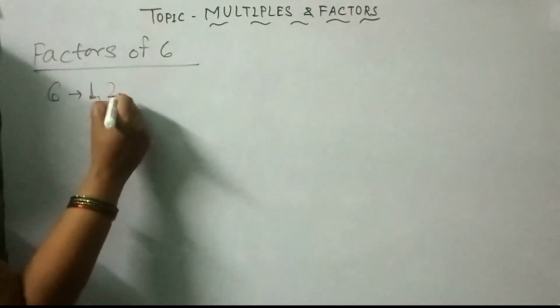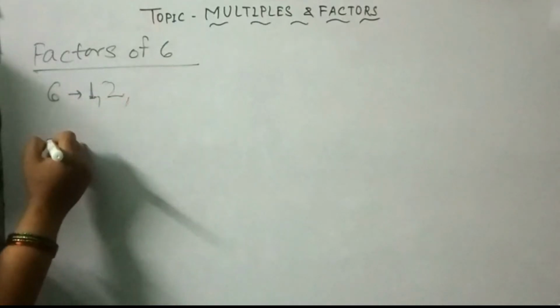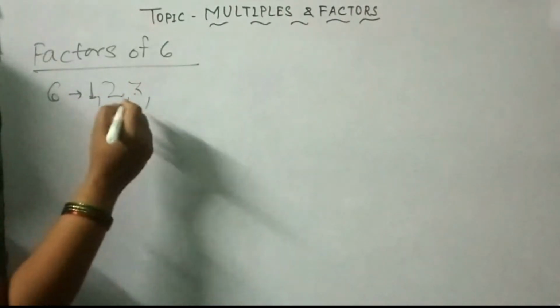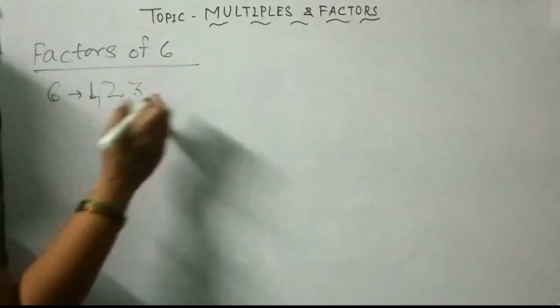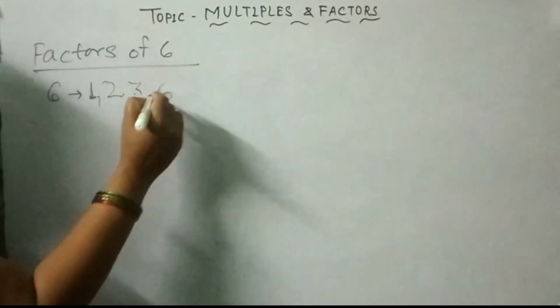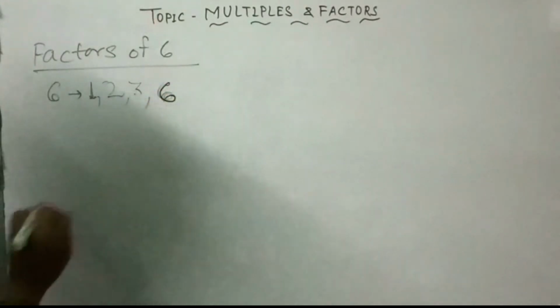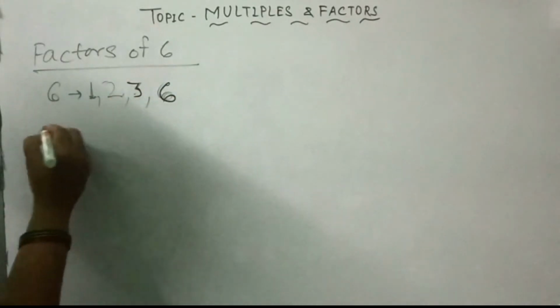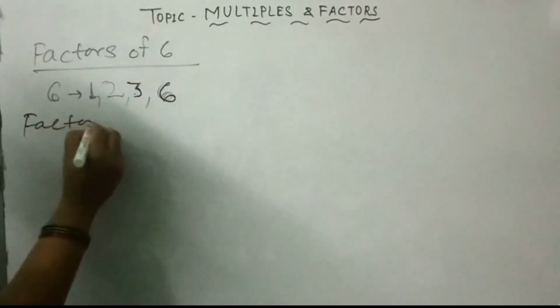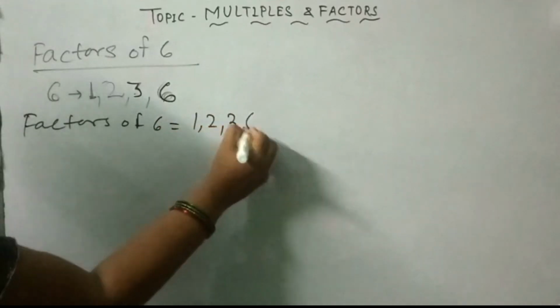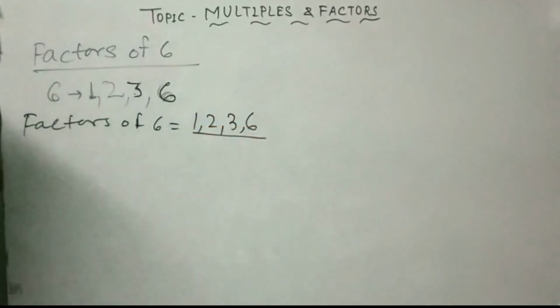Then it will be 2. Next number 3: 3 1 3, 3 2 6. Yes. Then 4: 4 1 4, 4 2 8. No. Then 5: 5 1 5, 5 2 10. No. Then 6: 6 1 6. Yes, it will be divisible. So what are the factors here? The factors of 6 are 1, 2, 3 and 6. Okay, take the next number.